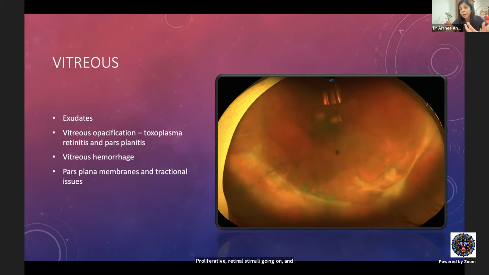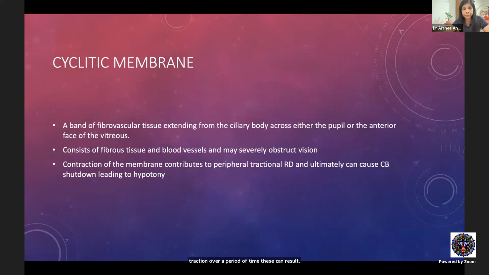And in this photograph, as you see, extensive membranes, extensive exudation inferiorly. So when these membranes are covering the pars plana and undergo traction over a period of time, these can result in peripheral tractional detachments.